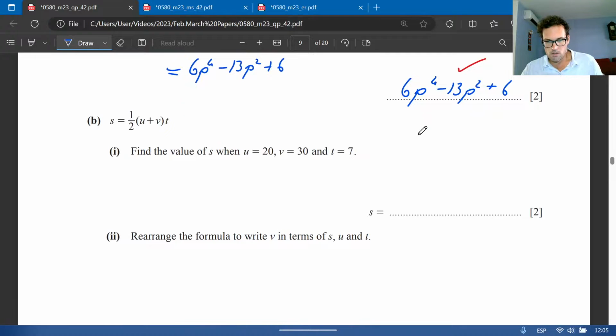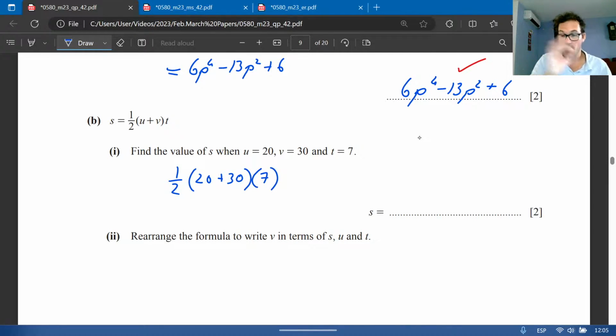Right, next one is simple substitution. So we've got a half, u is 20, v is 30, t is 7. Alright, put this 7 in brackets. You can't just put a number at the end of the brackets. It's multiply, it needs to be in brackets. Okay, what's it? 350 divided by 2.